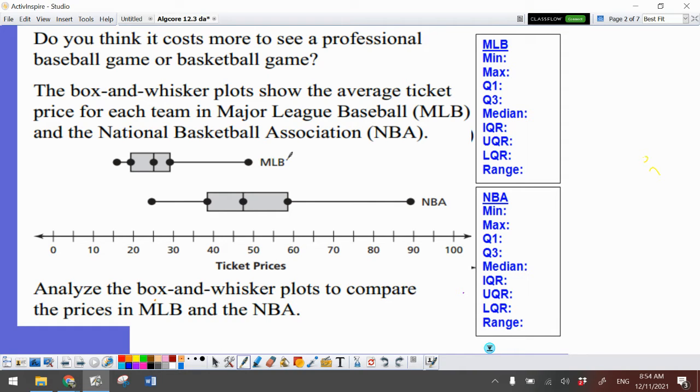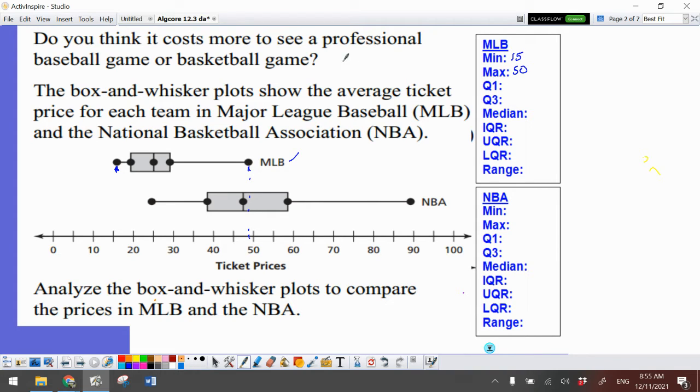So we're talking about the top one. And we're going to start with the minimum. That means the smallest number. The smallest number, the minimum, is going to be over here on the left. That looks like it's about 15. Our maximum, that is our biggest one, is going to run pretty close to 50. Let's go ahead and round it to 50 just for ease of what we're doing today.